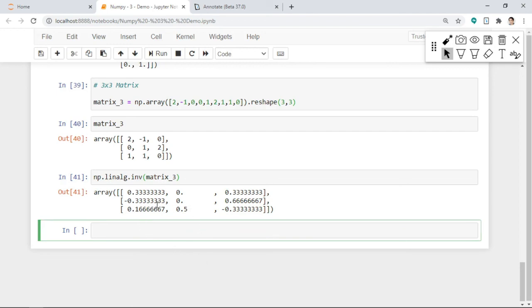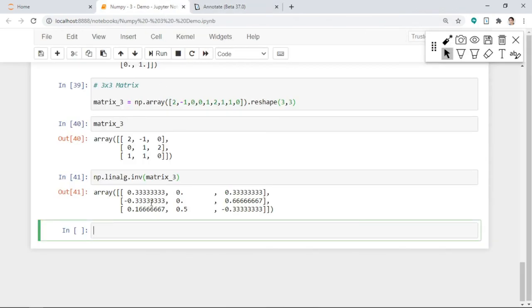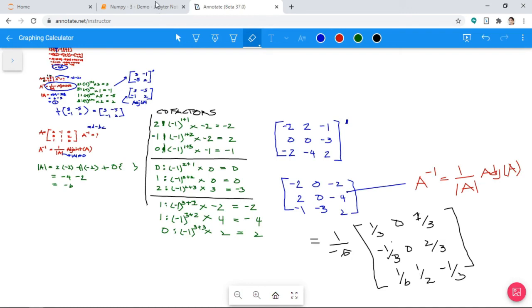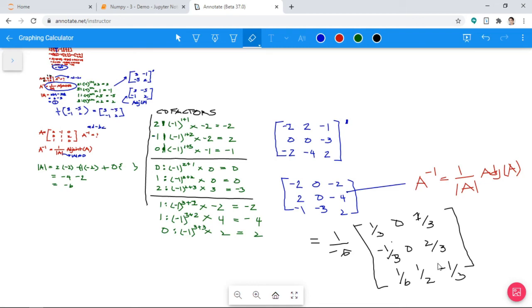So positive 0.16. I think we have an error here. So negative 1.6, times negative 1, negative 1. It should be positive. Let me erase this one. So it's still correct, negative 1, 6. So we have 0.5, which is 1/2, right here. Then we have a negative 1/3.